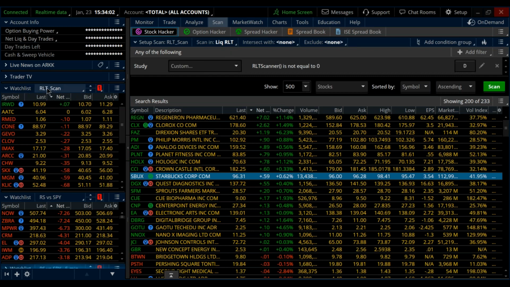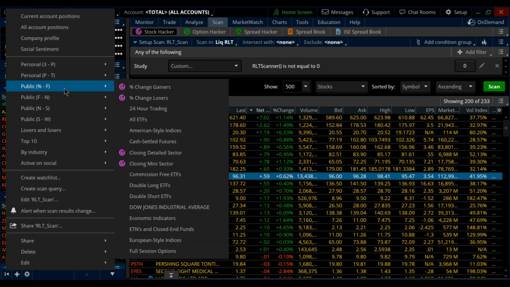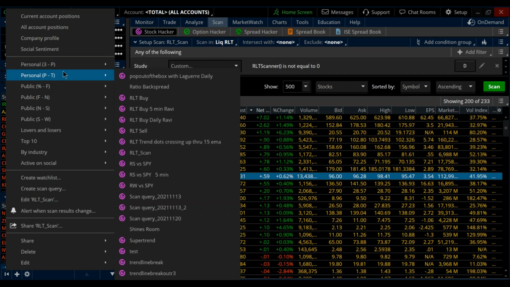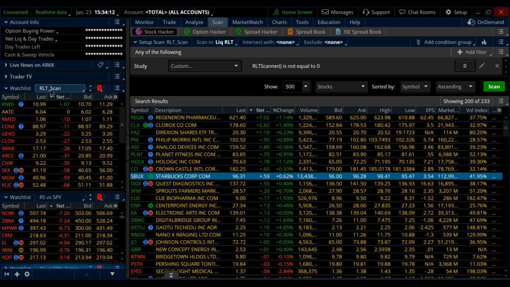So you can go over to where your watch list is, click here, and you can create whatever scan you want. In this case, we would go down here to the RLT scan, and this scan would be running against your watch list right now, which we've already selected up here. All of my 700-and-something stocks are in this watch list.